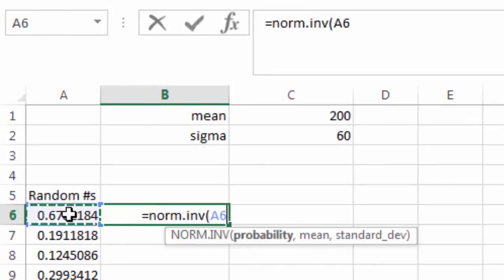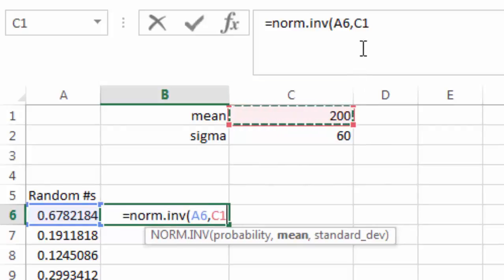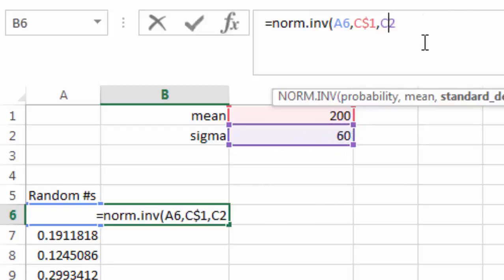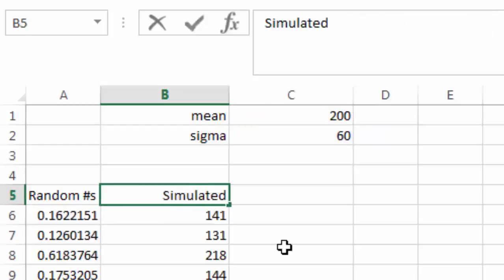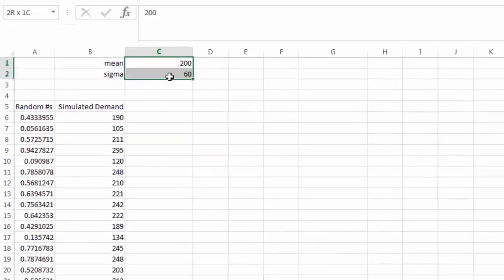NORM.INV, the probability, that's going to be our random generated number. And then the mean and standard deviation, we'll use cell references here, are going to be our known distribution of cookie demand. So the mean is 200. Now, however, I'm going to be sliding to fill this, so I don't want the mean to ever change. So I'm going to lock that reference in, C$1. And then likewise for the standard deviation, that's going to be C$2. So as we fill this, we'll be using the same mean and sigma every time, but we'll be using a different randomly generated probability value. And we'll call this simulated demand. It'll give us a nice representation of the distribution with these parameters.